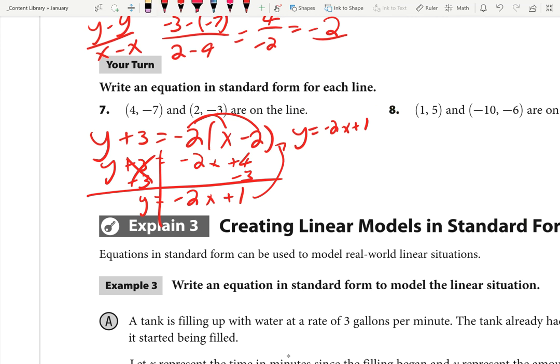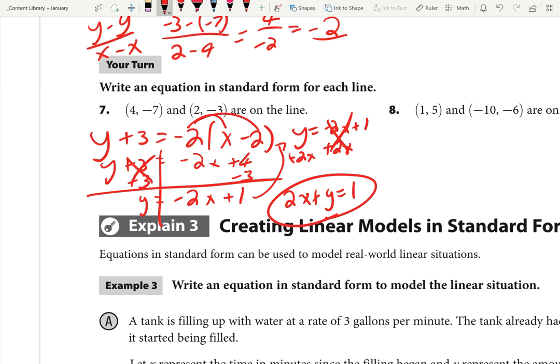But all I need to do to move it into standard form is just move the x term to the other side. So to do that, I'll add 2x to cancel it out and move it to the other side. That means we'll have 2x plus y equal to 1. So the answer there would be 2x plus y equals 1 as our standard form equation.